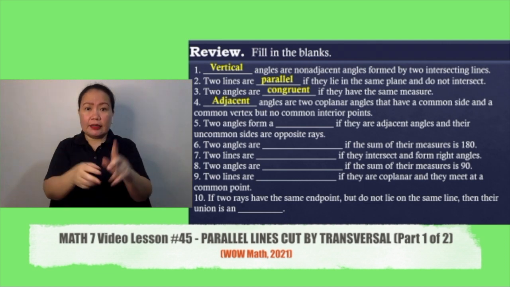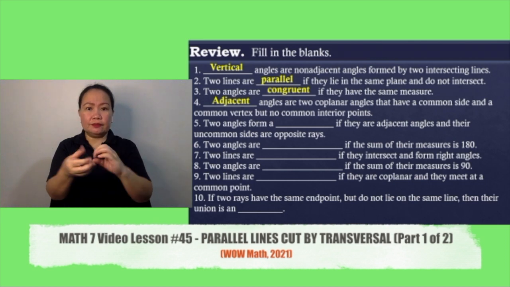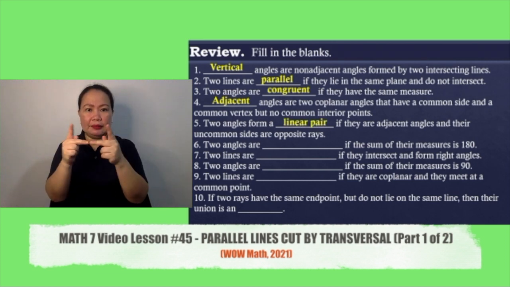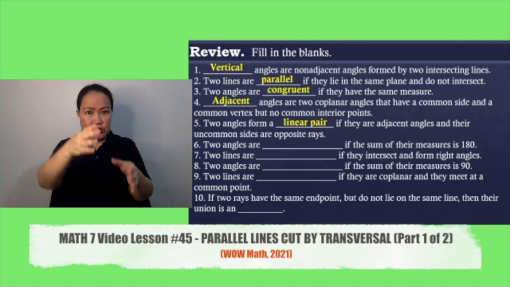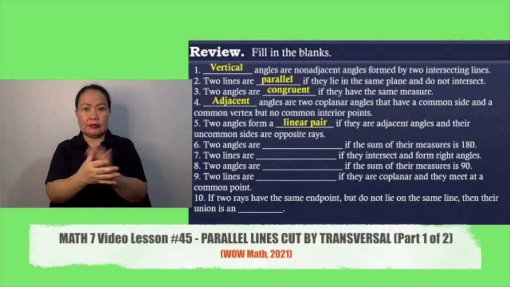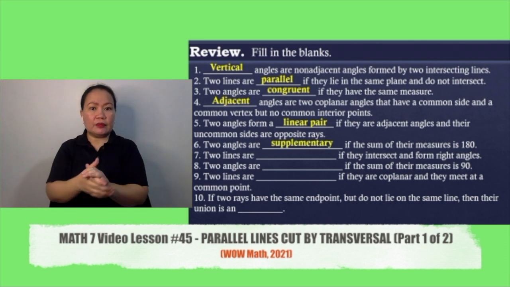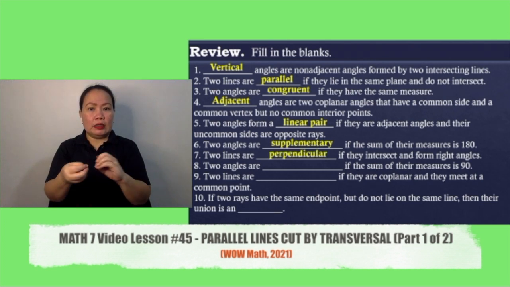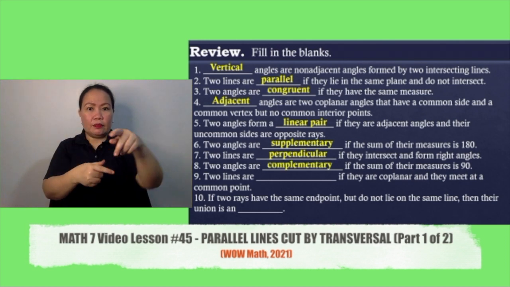Okay? Next, two angles form if they are adjacent and their uncommon sides are opposite rays. Anong tawag natin doon? Linear pair. So, kapag meron silang uncommon side at yung uncommon side nila ay opposite rays. Okay? So, if the sum of the measures of the two angles is 180, anong tawag natin doon? Supplementary. If two intersecting lines form right angles, anong tawag natin doon? They are perpendicular. If the sum of the angles is 90, that is complementary.